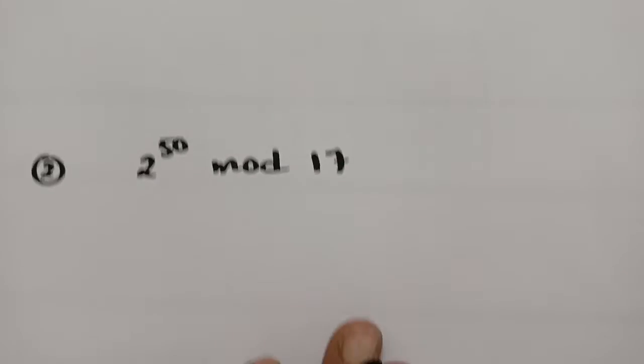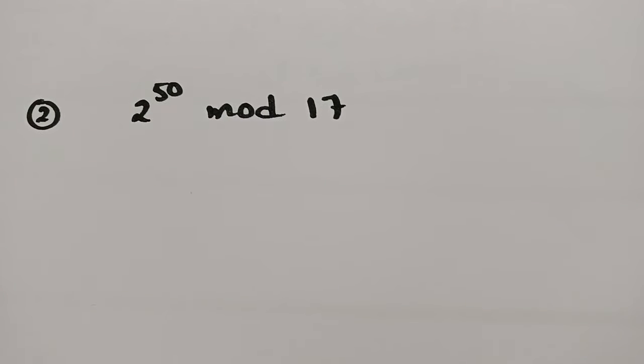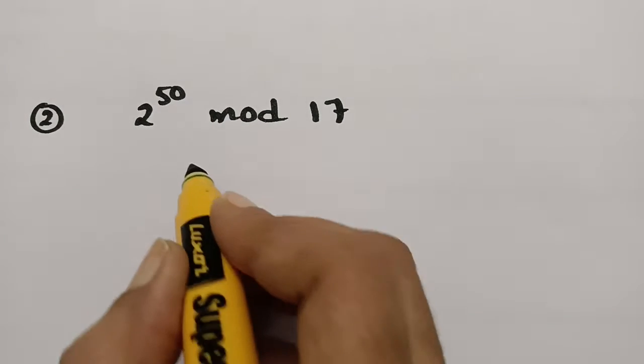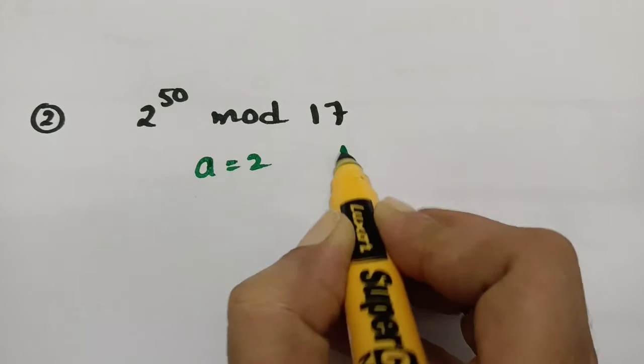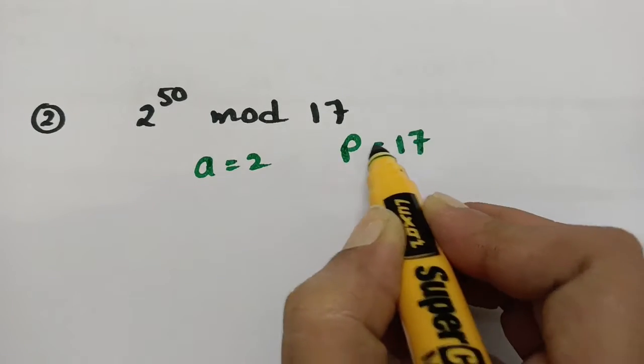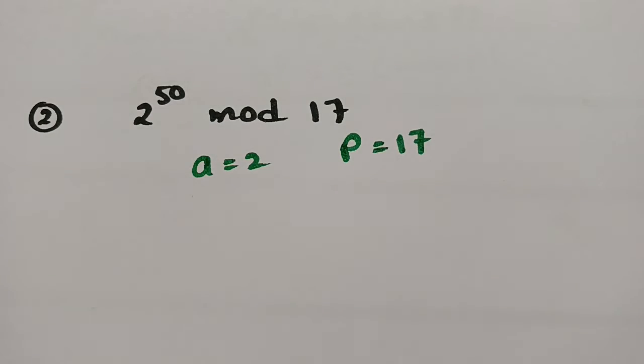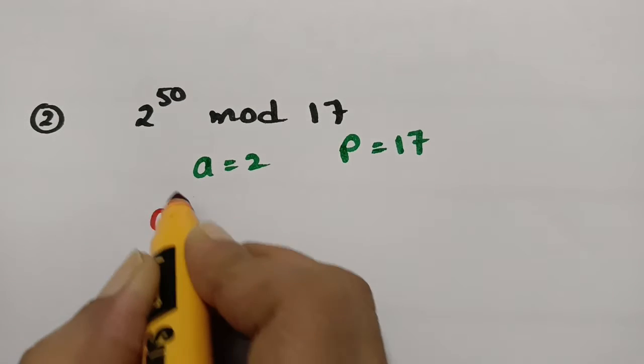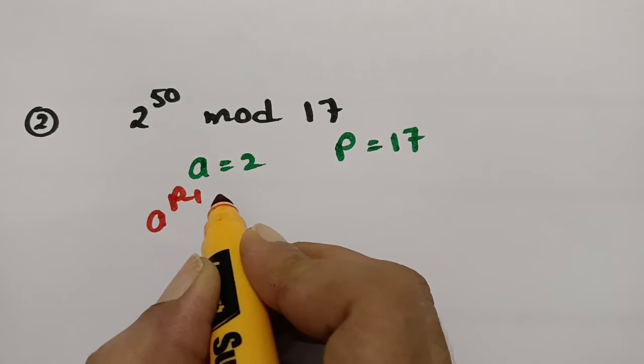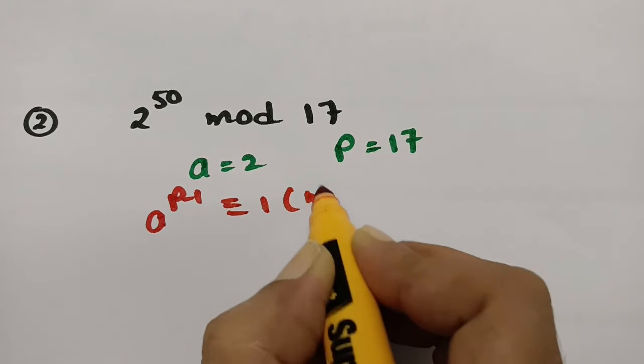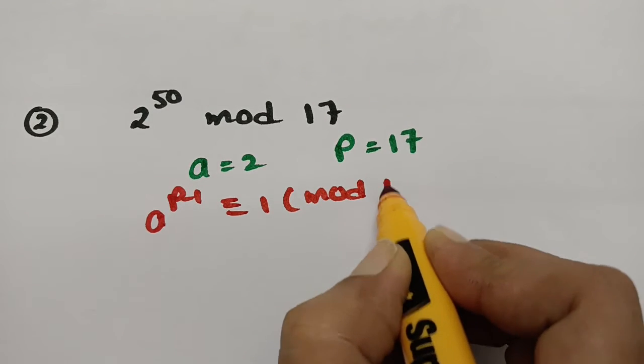And the second question is 2 power 50 modulo 17. Here also the same case: I am taking a value as 2 and the prime number is 17. As you know, we have a formula ready that a power p minus 1 is congruent to 1 mod p.